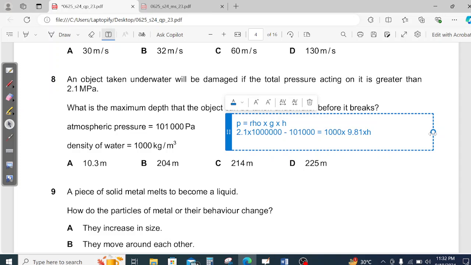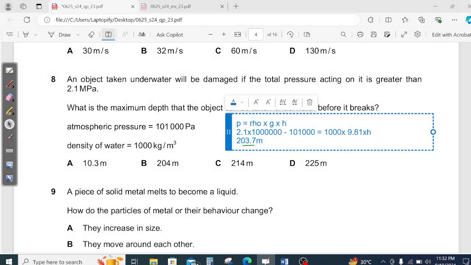Two point 12345 minus 101,123 divided by 9.81 divided by 1000. Yes, you will get 203.7 meter. So your answer, if you round up this one, you will get B option. Okay, round up this digit. So you have to understand the main logic here.